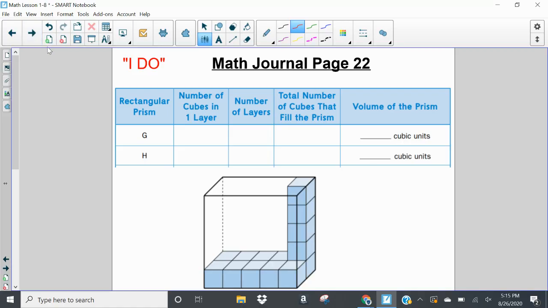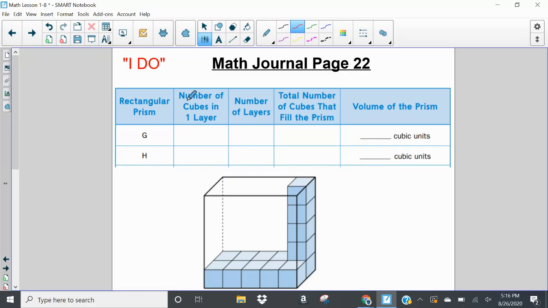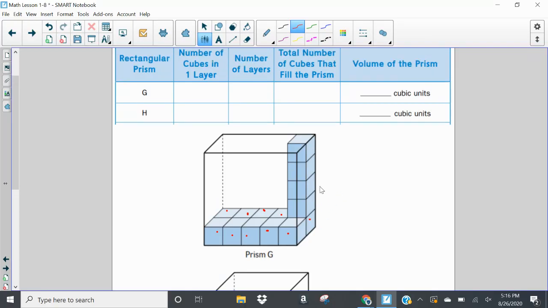So let's take a look at the first one. This is going to be on Math Journal page 22. So I'm looking at G here. So I got to fill out this table to help me figure out number of cubes in one layer. One layer is the bottom floor. Think of it as like a building. So this is the bottom floor of the building, the very bottom floor. How many cubes are in one layer? Well, let's figure it out. 1, 2, 3, 4, 5, 6, 7, 8, 9, and then there's one underneath right there on the first floor. So there's a total of how many cubes on one layer? 10.